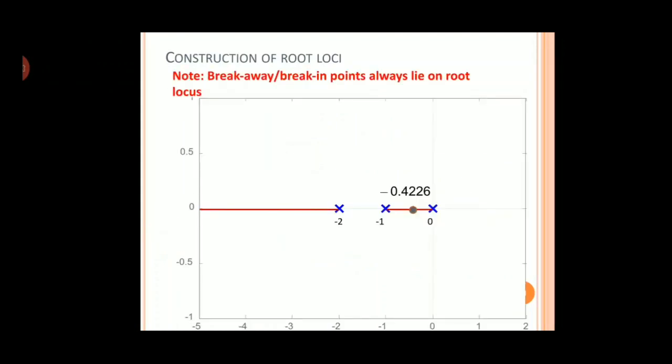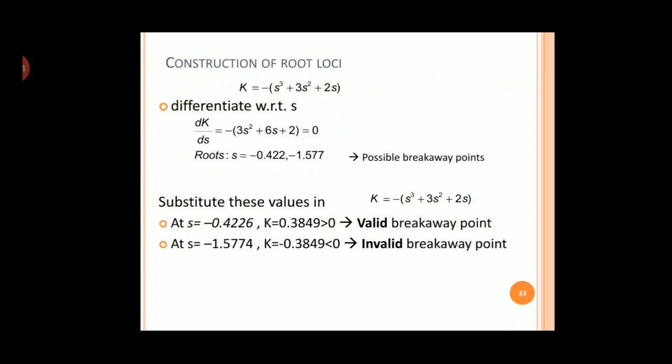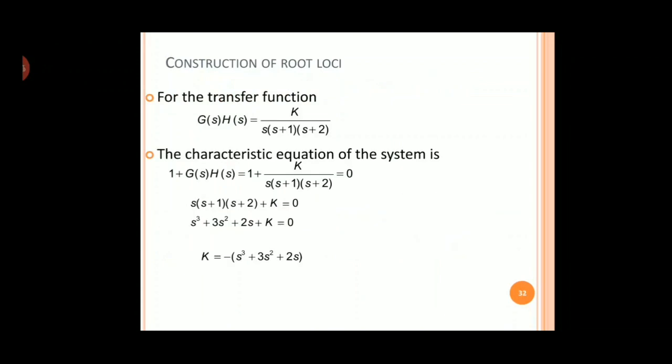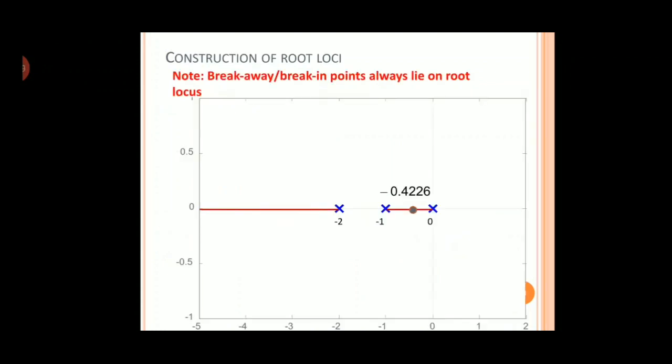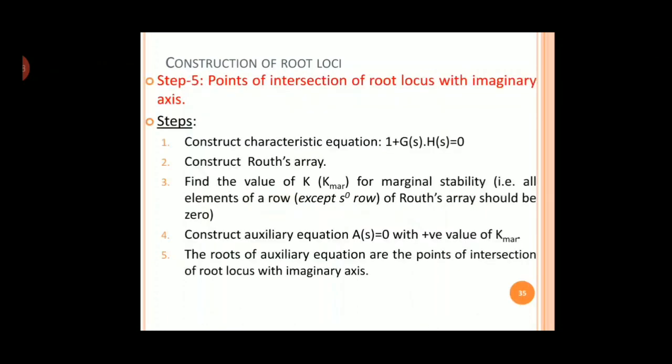Now mark this breakaway point in the s domain, which is minus 0.4226. This is the valid breakaway point. See the note that breakaway point always lies on root locus. So the next step is the point of intersection of root locus with imaginary axis. That means at what point does the root locus cross the imaginary axis, that is the y-axis.